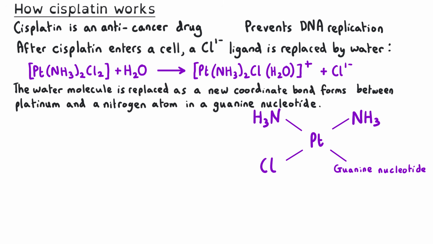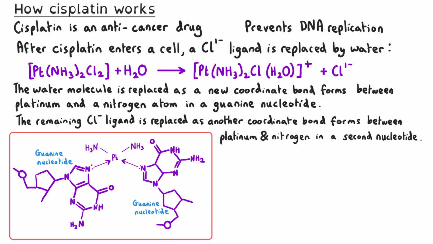And then the water molecule is replaced by a new coordinate bond, forming between platinum and a nitrogen atom in a guanine nucleotide in DNA. And then the remaining chloride ligand is also replaced as another coordinate bond forms between platinum and a nitrogen atom in a second guanine nucleotide adjacent to the first.